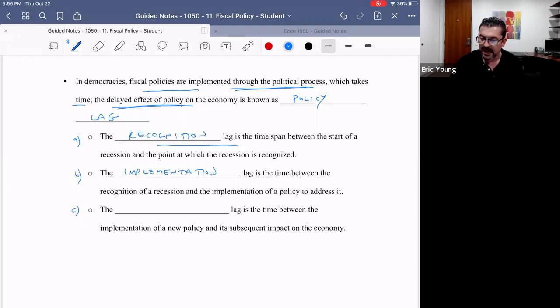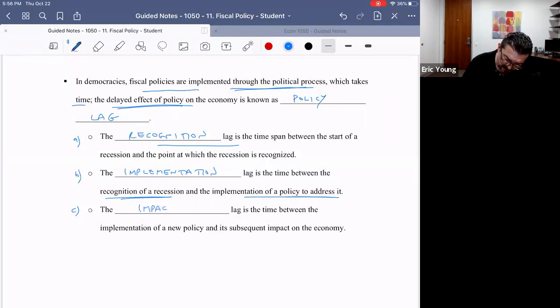The implementation lag is the time between when you recognize the problem and when the policy actually gets implemented to address it. You can imagine that if government budgets are on an annual cycle, it might take 6 to 9, maybe even up to 12 months, the length of a fiscal year, for politicians to argue out, flesh out, debate out, negotiate out, and then pass the legislation for the fiscal policy. That's an additional lag.